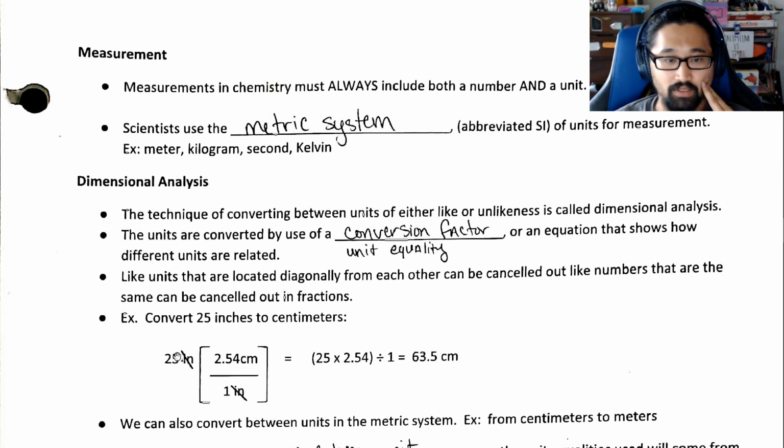Then just do math straight across. 25 times 2.54 divided by 1, that's 63.5. Round to the nearest tenth. For now, that's fine. Round to the nearest tenth. All right?